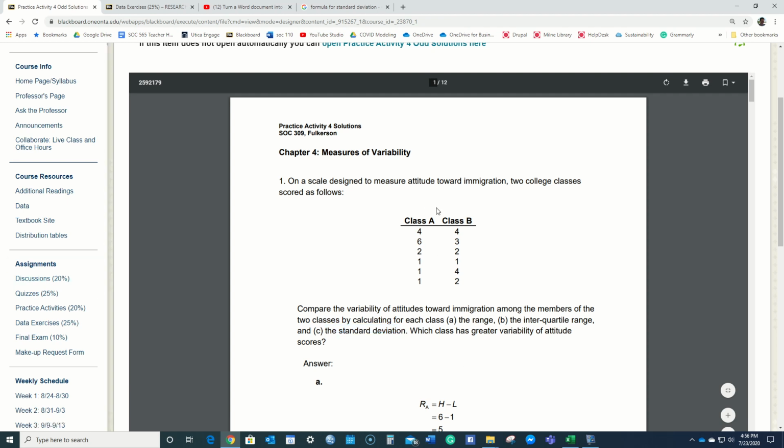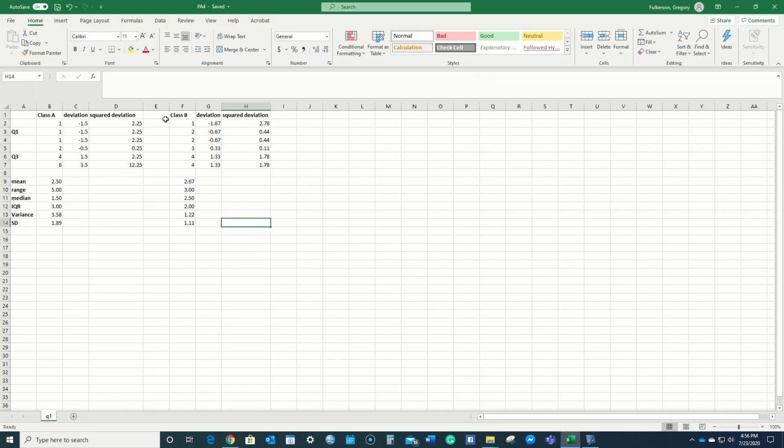So I brought these values into Excel. So there's class A, and there's class B. And the range, which is here, is going to be the largest value. And you've noticed, by the way, I've sorted these from lowest to highest, which is important for anything dealing with the range or the median, well, the interquartile range, and so forth.